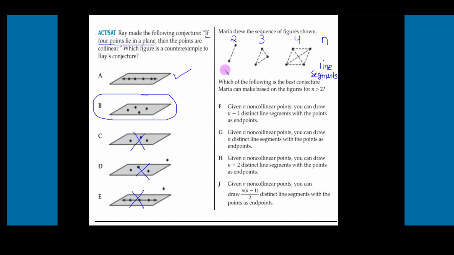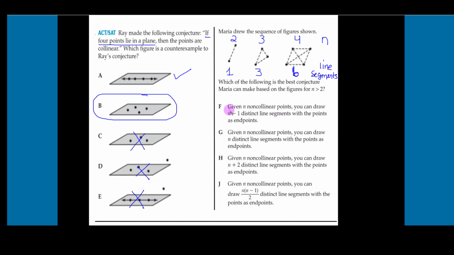So with that, how many line segments do we have here? We have 1. Here we have 3. Here we have 1, 2, 3, 4, 5, 6. We have 6 line segments. Okay, all right. With that being said, let's check it out. Given n non-collinear points, you can draw n minus 1 distinct segments. Well, let's check it out.